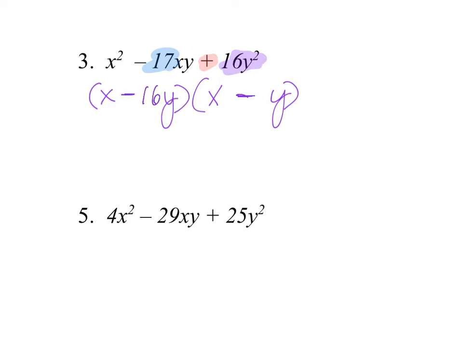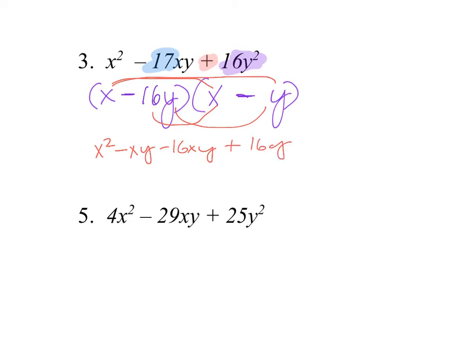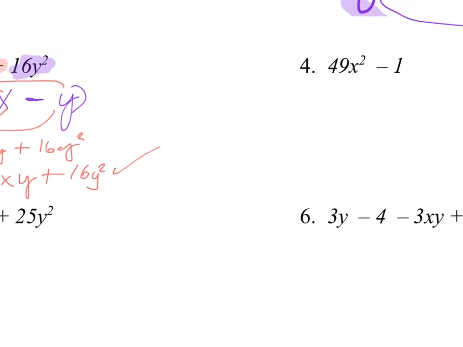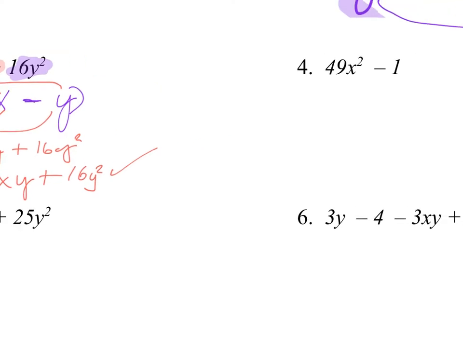Now, I will check this by multiplying. FOIL: x squared, minus xy, minus 16xy, plus 16y. Well, this gives me x squared minus 17xy plus 16y. Oops, that was a squared. Squared. So check. Yes, that worked.